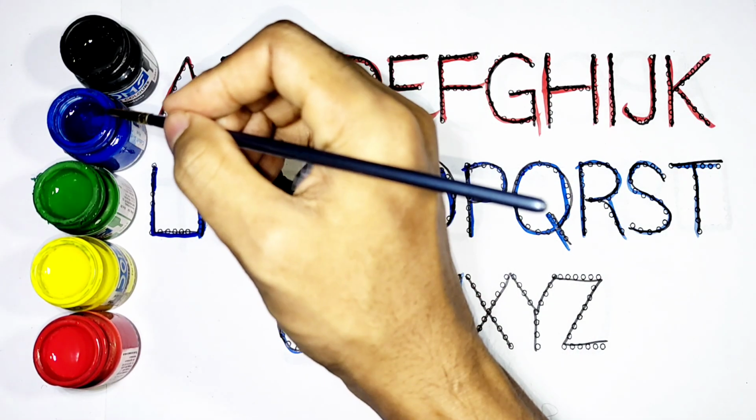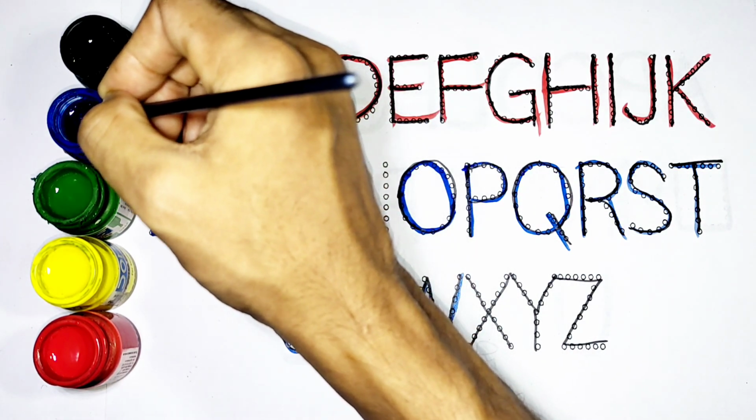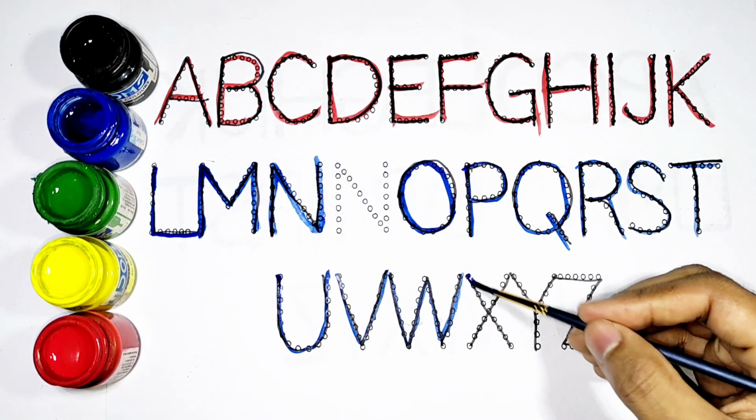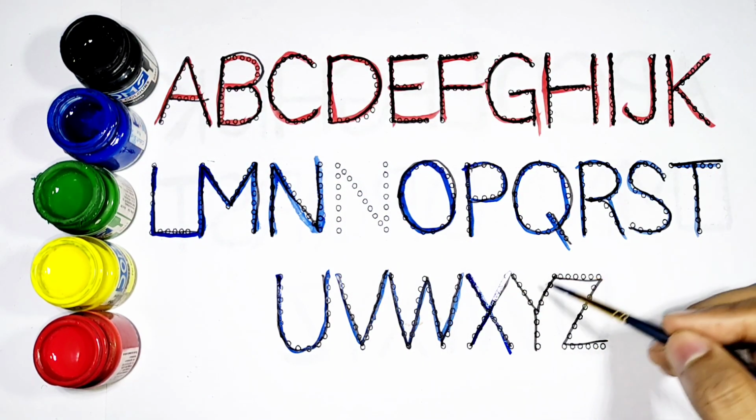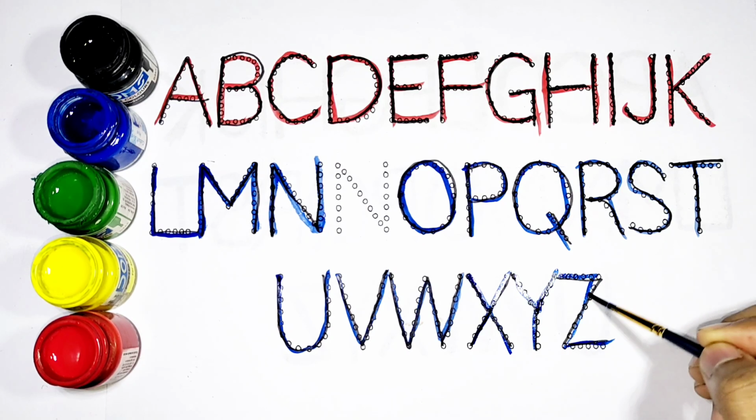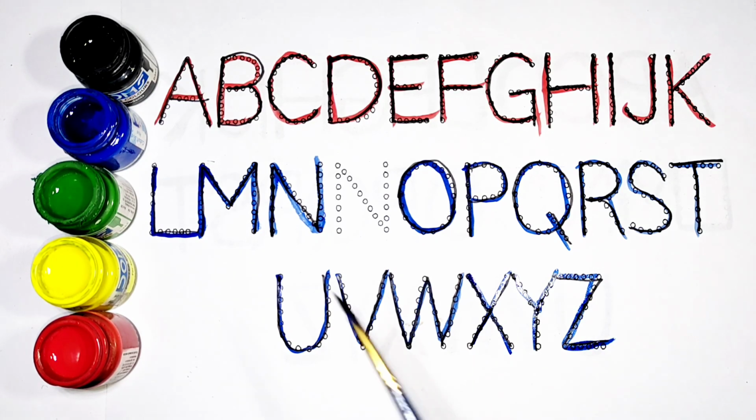The next one is W. W for wolf. Now we are coloring the alphabet of X, and the next one is Y, and the last one is Z. Today we colored and drew alphabets A to Z.